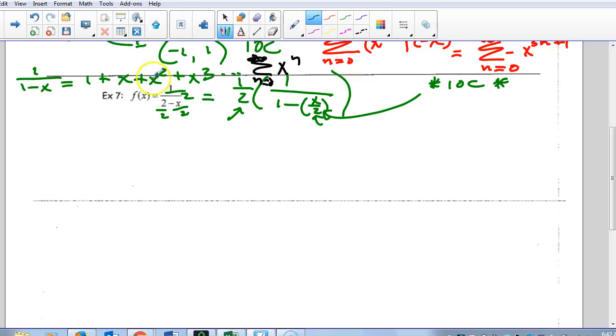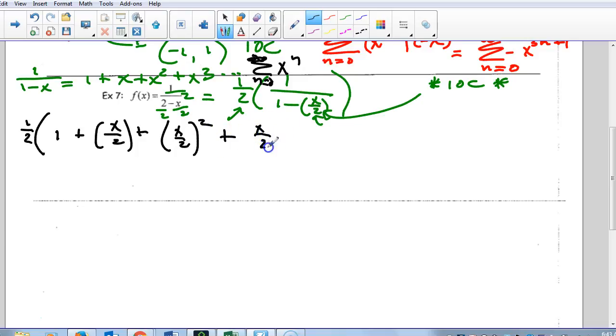Okay, so let's do it. So we're going to multiply her by 1/2 and substitute x over 2. So I'll have 1 plus x over 2 plus x over 2 squared plus x over 2 cubed plus blah, blah, blah. Keep on going. So we got to do the same thing here.